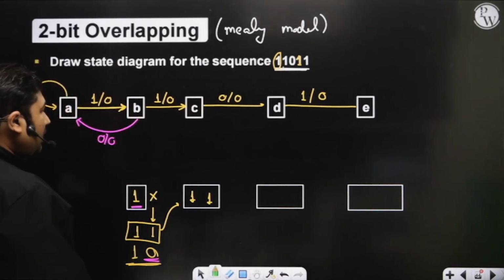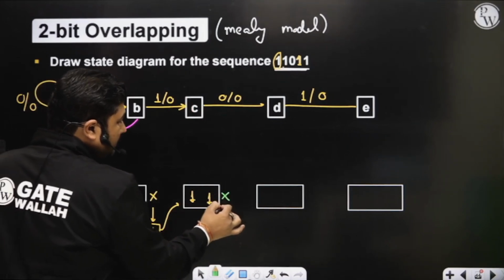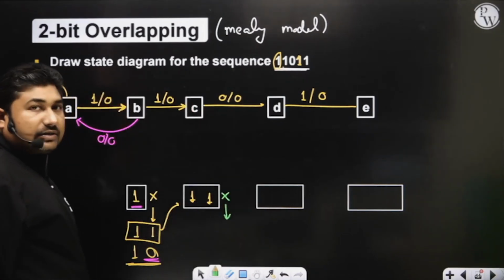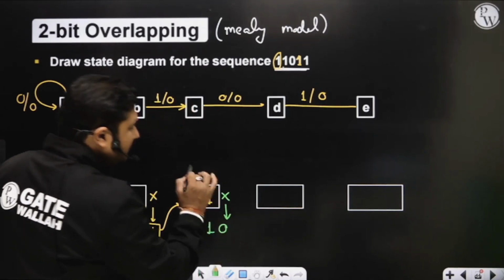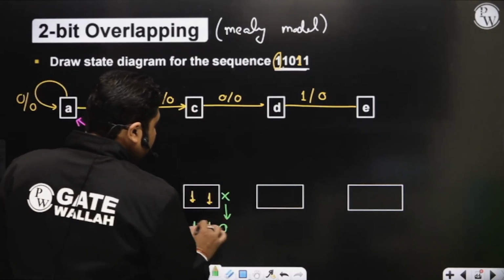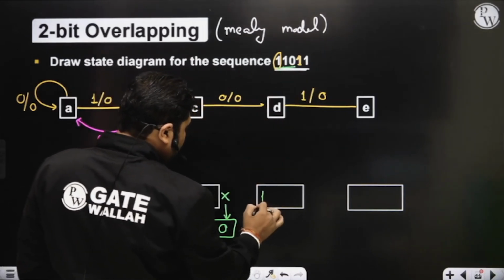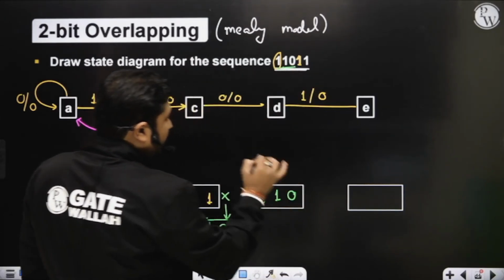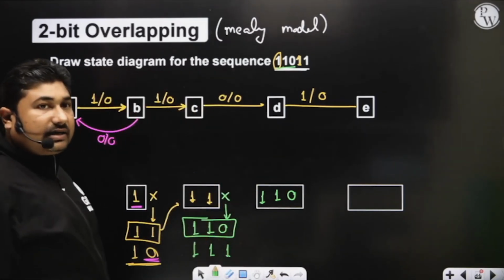Now let us suppose you are on state C. When you have reached state C, it means 2 bits in the sequence got detected. Now there may be a possibility of X is equal to 0. If X is equal to 0, it means all 3 bits in the sequence got detected, so you have to move to the next state D. But in case X is equal to 1, then the sequence is not detected.